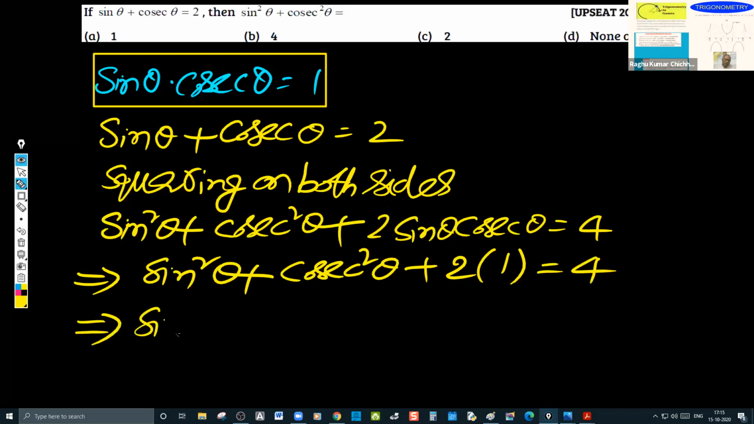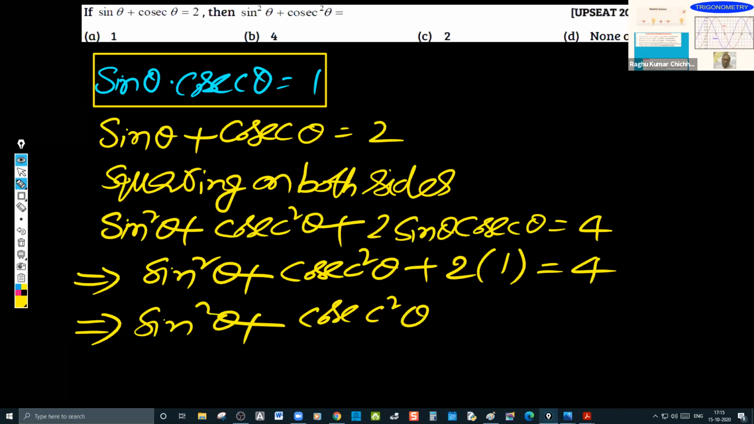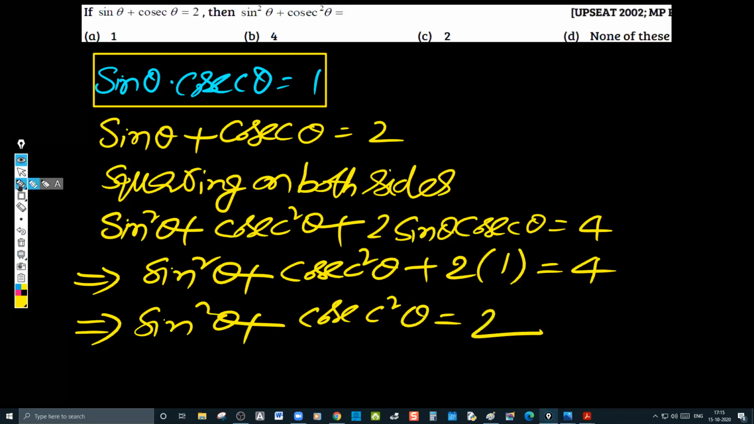Sine square theta plus cosecant square theta is equal to what? 4 minus 2, it is 2. Correct or not? Yes, sir.